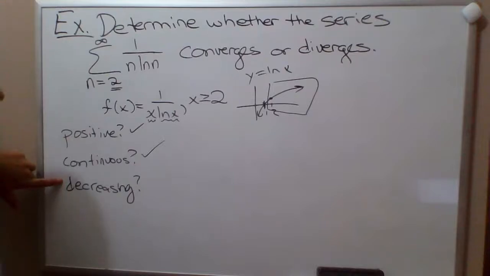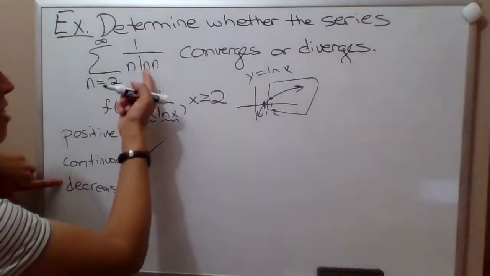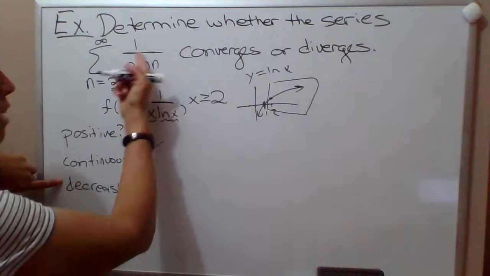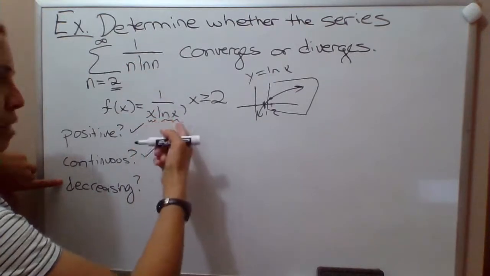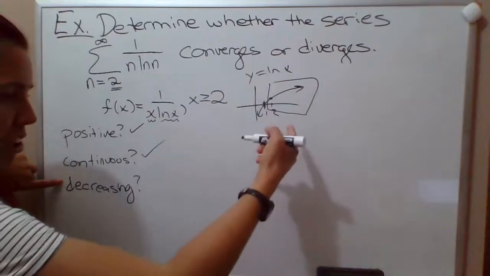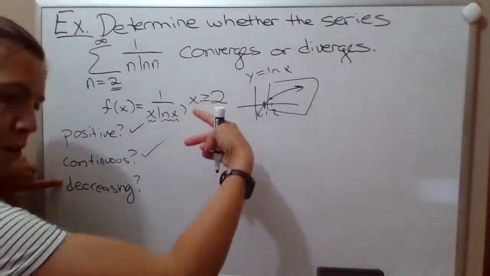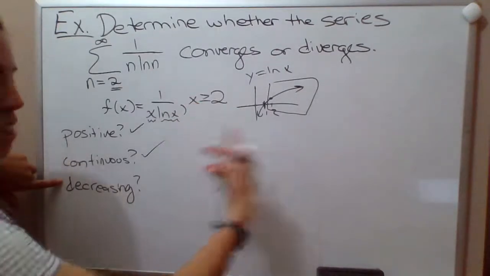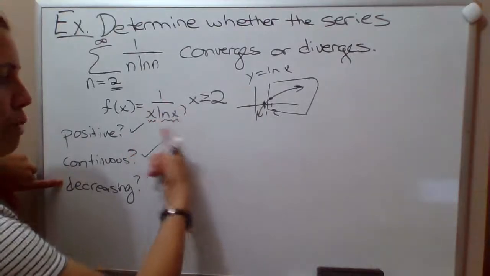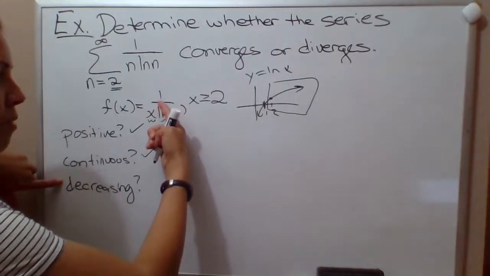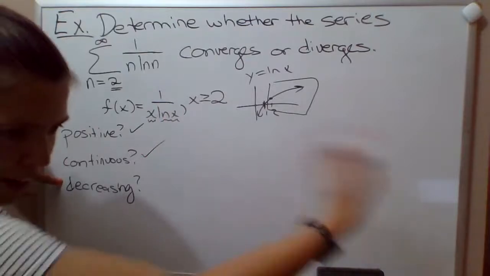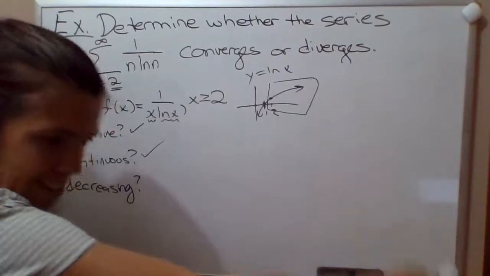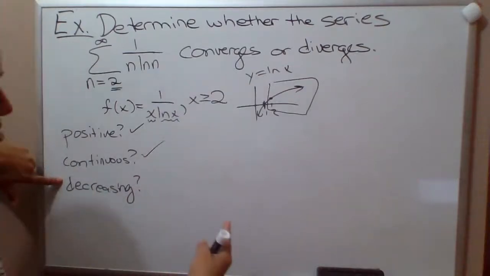Is it decreasing? Well, yes. So if our denominator is going to grow without bound as x gets bigger, this x natural log of x is going to be an increasing function. Then the reciprocal, 1 over x ln of x, will be decreasing. As the denominator gets bigger and bigger, the fraction overall is getting smaller. If you have a pizza and you divide it into more and more pieces, you're getting smaller and smaller slices. So yes, this is a decreasing function.